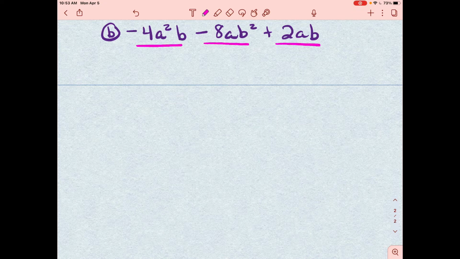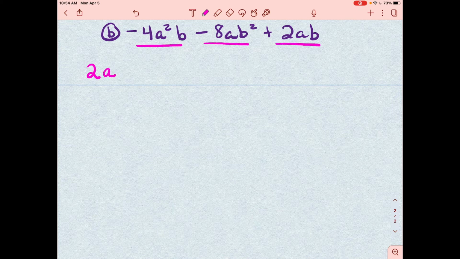So I'm going to take out a 2. If I wanted to, I could take out a negative. I don't think it's to our advantage. Let's just take out a 2 for now. All right, let's look at the A's. Can each of the friends contribute an A? Yes, they can, because -4a squared b has a times a, -8ab squared has an A, and 2ab has an A. So we can take out an A.